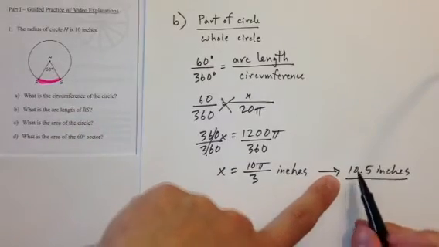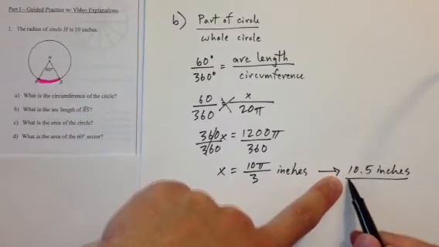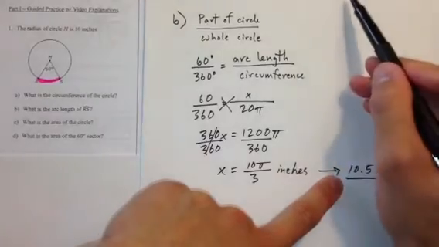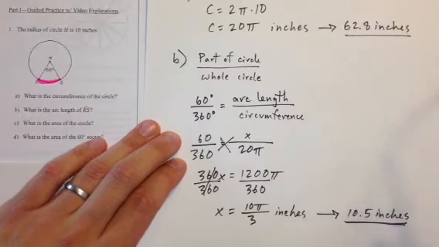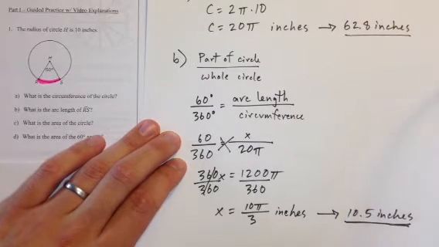And if you think about that, that's a reasonable estimate for the arc, given that the entire distance around the circle, which we calculated above, was 62.8 inches.